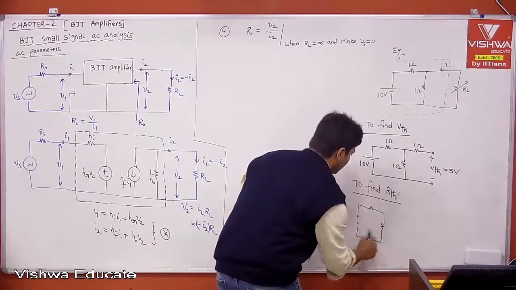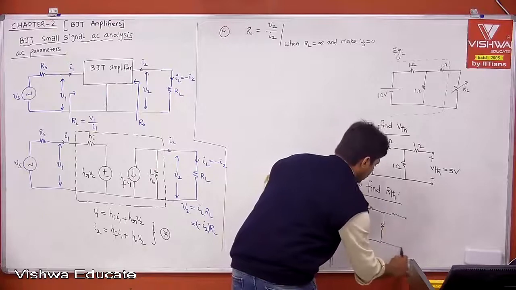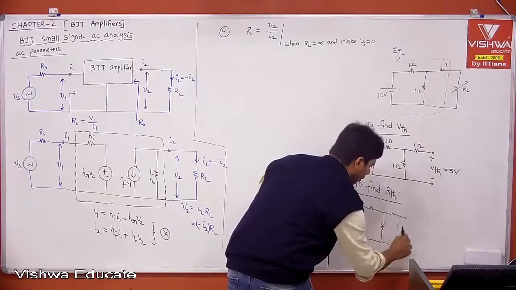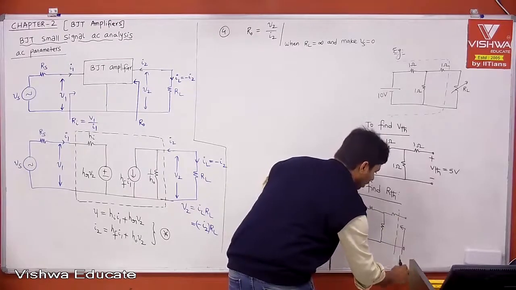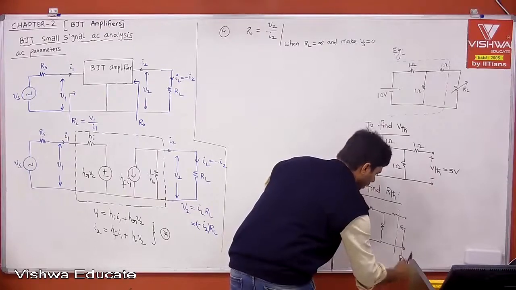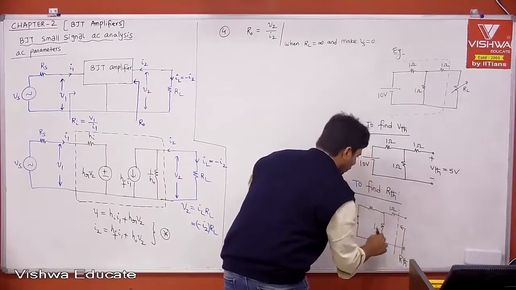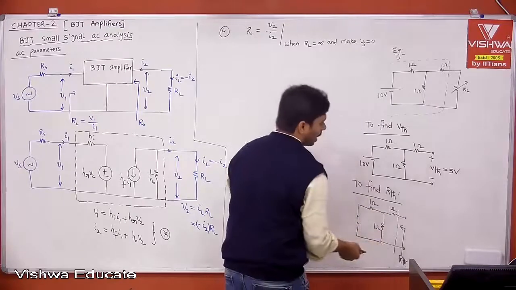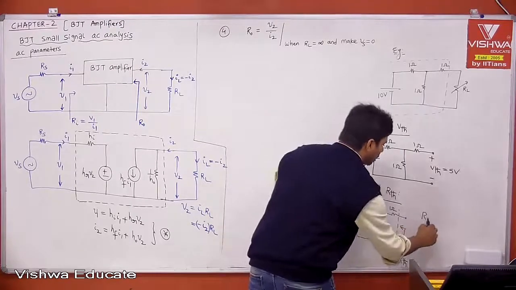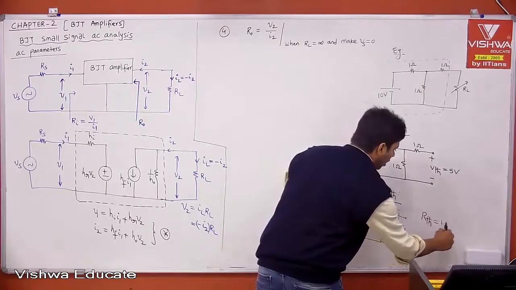Then this is what is our network. Now this is what we need to find. Therefore, what is the resistance seen into? Therefore, this is what is our RThevenin, right? This is 1 ohm, 1 ohm, 1 ohm. Therefore, what is RThevenin? If you calculate, you will get RThevenin is equal to 1.5 ohm.